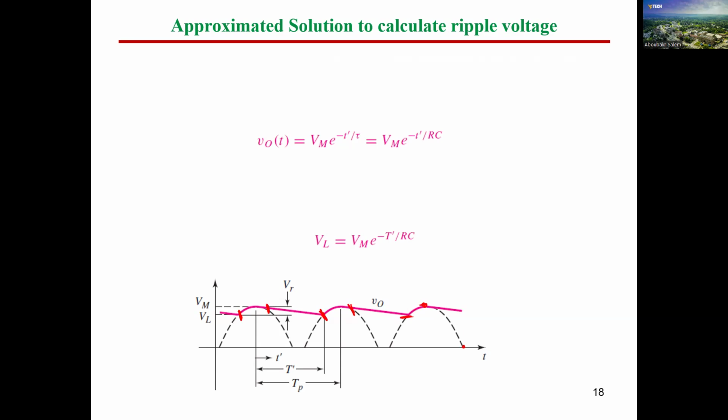What's the relation of this output volt, guys? V out equals V maximum, which is the peak value of the AC supply, times e to the power of minus T prime divided by tau, where tau is the time constant of the capacitor and load resistance. So this is, guys, the equation that describes the output volt in these circuits.